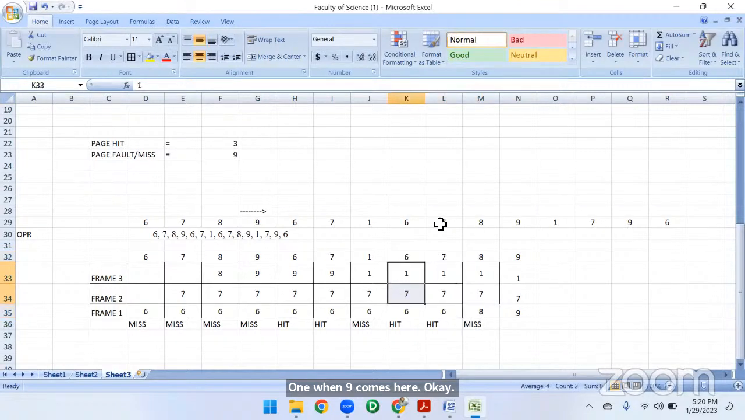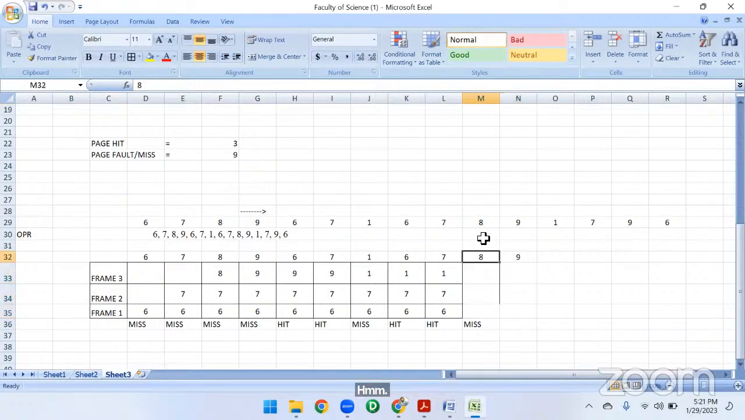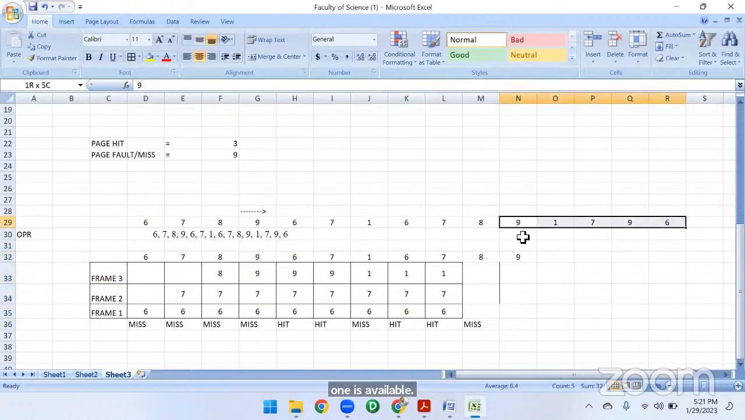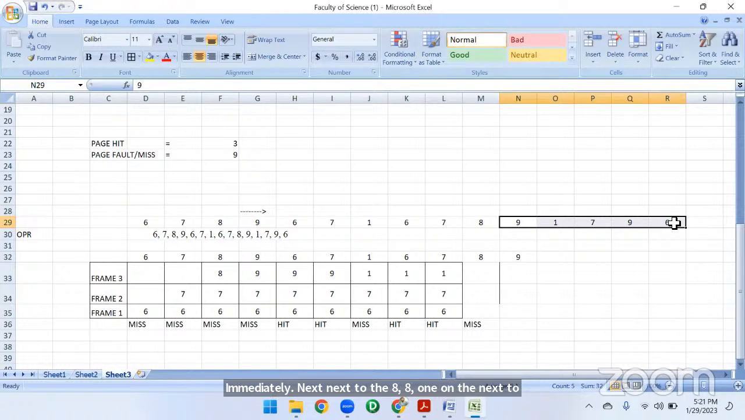1, okay, 7, last one, 6. Sir, this one or this one? Next. Yes sir. When 8 comes into the memory, right? So when 8 comes into the memory, it will check here, 8 is not available. So it will check with 1 is available immediate next to the 8. immediately next to the 8, 1 ఉంది, నెక్స్ట్ 7 అనేది 1 తర్వాత ఉంది, 6 అనేది లాస్ట్ లో ఉంది, రైట్? 6 అనేది లాస్ట్ లో యూజ్ అవుతుంది, సో ఇట్ విల్ రీప్లేస్ విత్ ద 6.